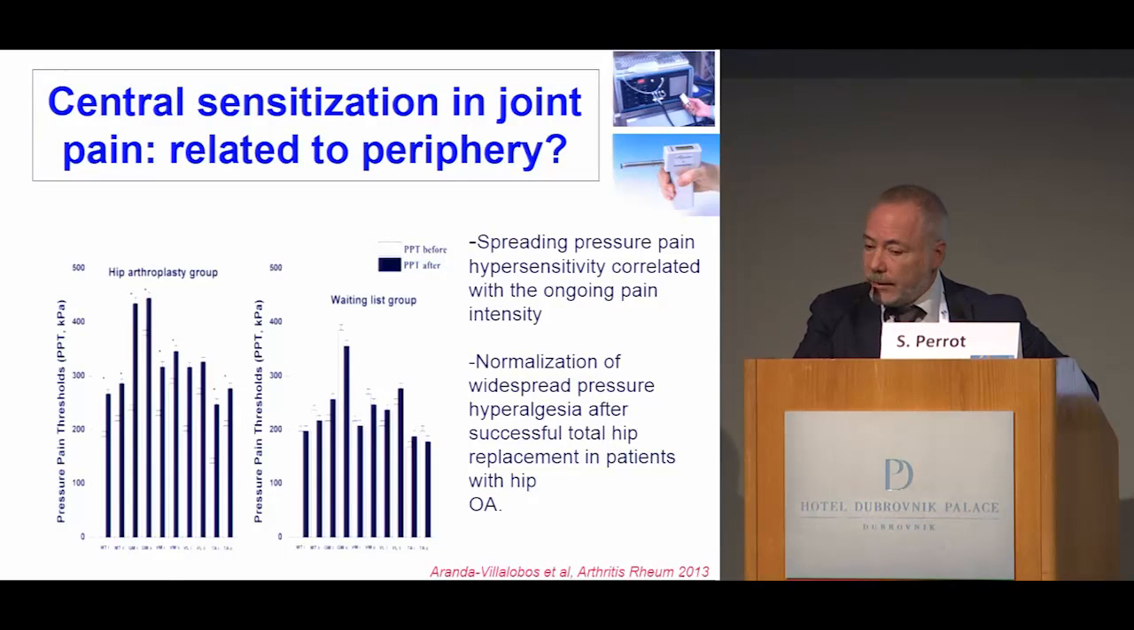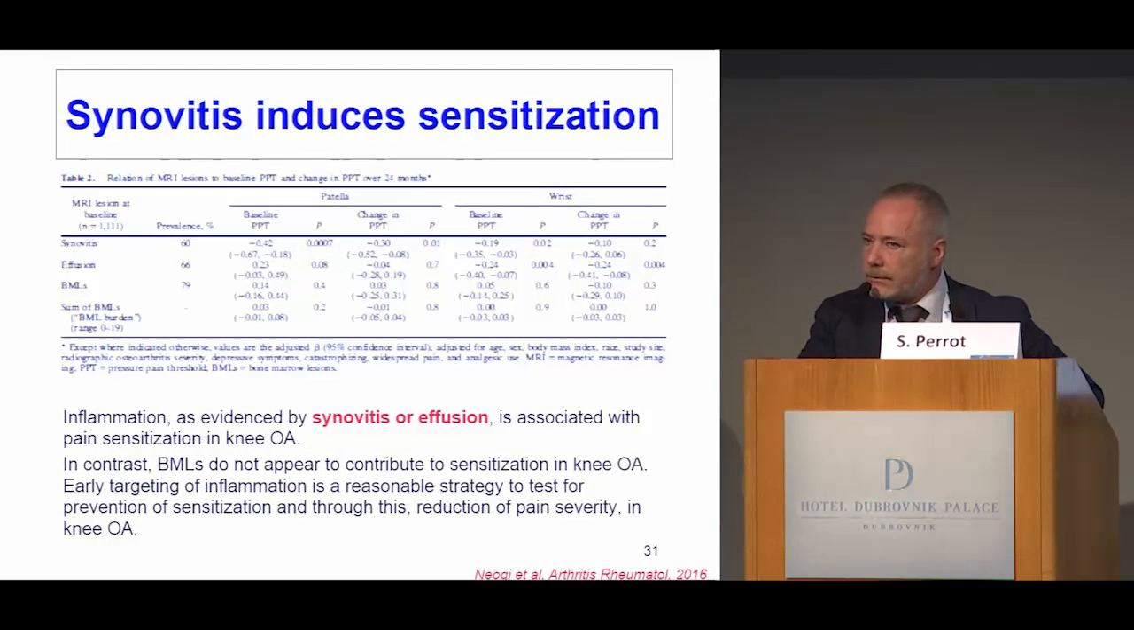Central sensitization is something very important, and here is a study of pressure pain thresholds in patients before and after hip surgery. On the left, it demonstrates that in patients with effective hip surgery, after surgery, the pressure pain threshold increased, demonstrating that central sensitization is not fixed and is related to the periphery. And again, the dialogue between periphery and the brain is probably more important with synovitis.